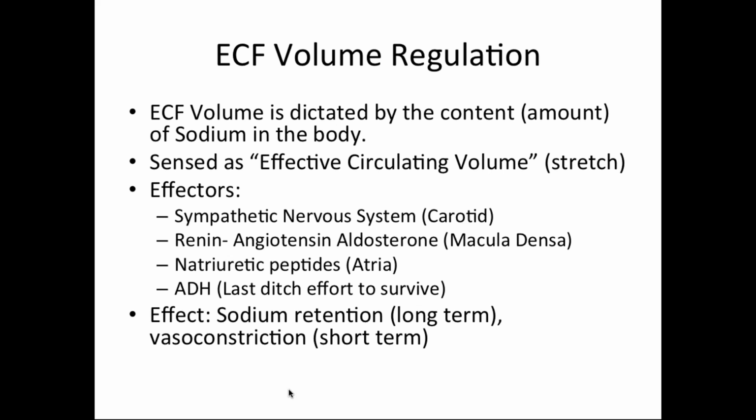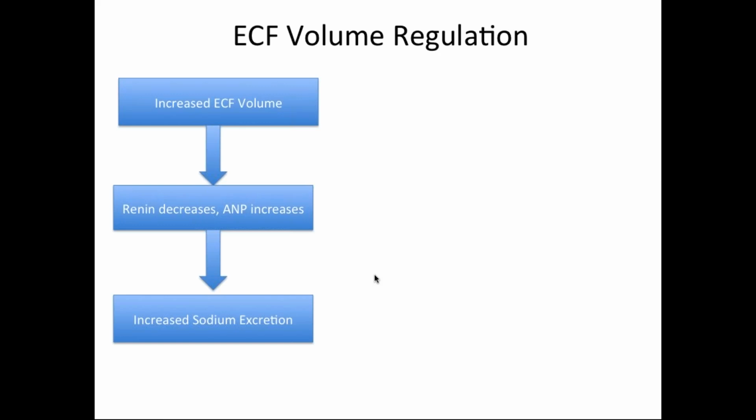When we look at what effects are mediated through these effectors, what we find is that there is vasoconstriction, which angiotensin will provide, as well as the sympathetic nervous system will provide. But those are short-term effects on the blood pressure as well as for volume regulation. While the long-term effect is through sodium retention, which is through aldosterone, or decrease in the natriuresis by decreasing the natriuretic peptides.